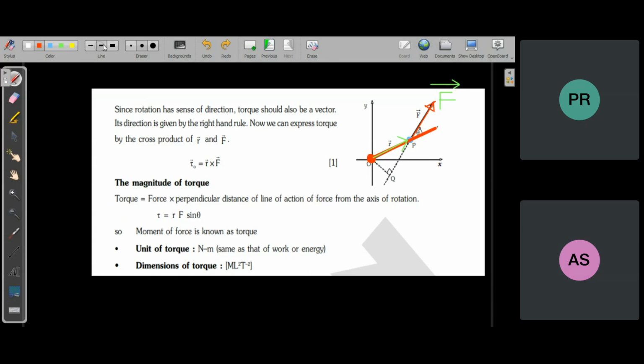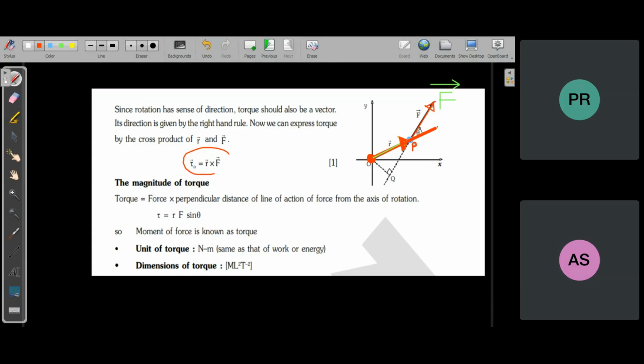Vector drawn from the point where you have to find the torque to the point of application of force. So here you can see that this r vector is drawn from O to this point P. Okay, so this is a vector which is joining the point where we have to find the torque to the point of application of the force.